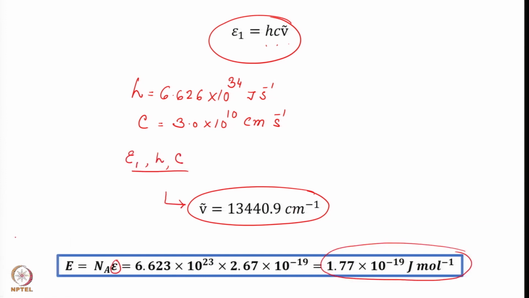And since that is per molecule, in order to convert per molecule to per mole, you need to multiply by the Avogadro constant, N A. The value of the Avogadro constant is 6.023 into 10 to the power 23 per mole, and therefore per molecule can be converted to per mole by multiplying by the Avogadro constant. It comes to 1.77 into 10 to the power minus 19 joules per mole.